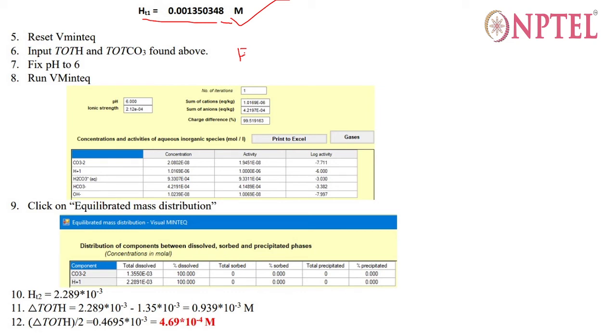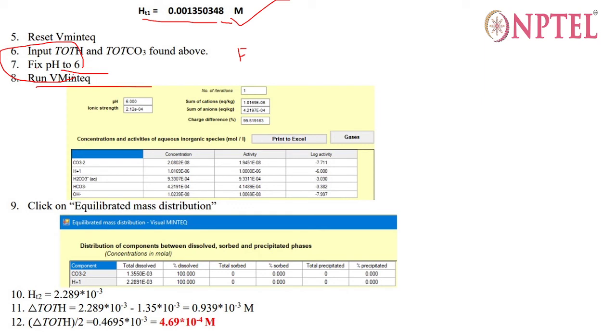So please be careful, because in the previous live sessions, when we were trying to solve the questions, at that time we were selecting some options like calculate from the mass balance. But in this session, for these particular few questions, I am fixing the pH. So please be careful with this, because if you don't fix the pH, then you will get a different kind of answer, which will not be the correct one. So fix the pH at 6, then run Visual MINTEQ. This is very, very important from our sessions, as I'm doing similar kinds of questions, right?